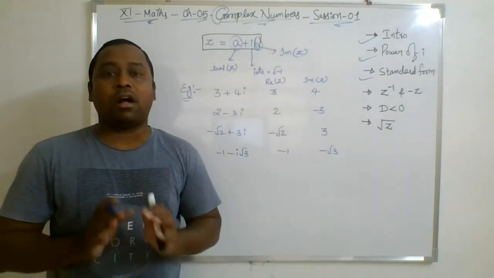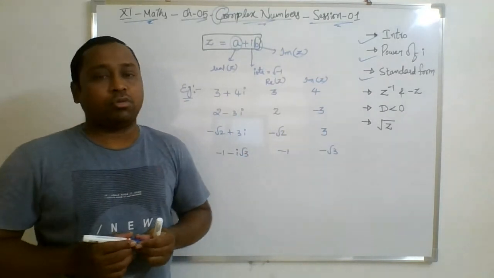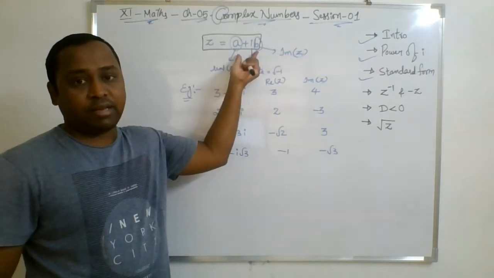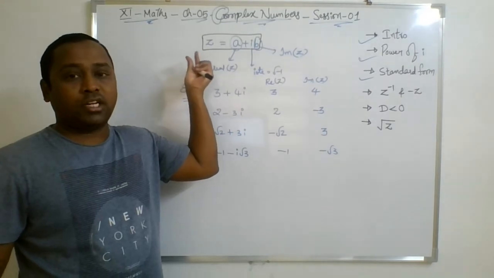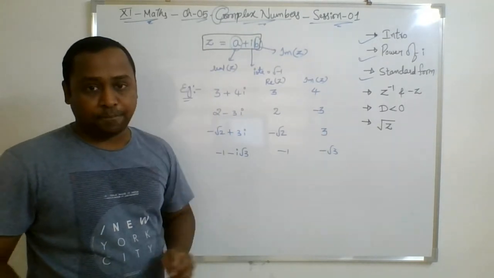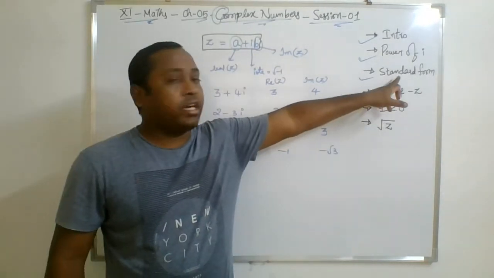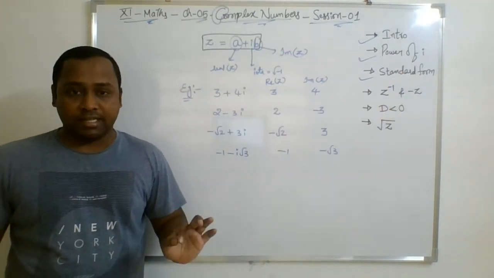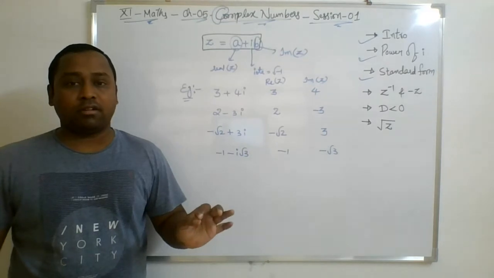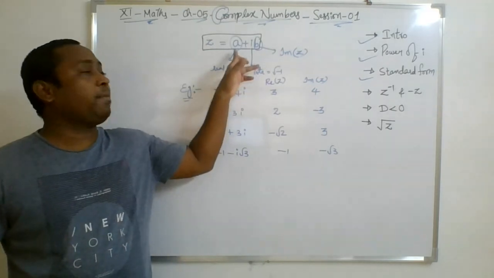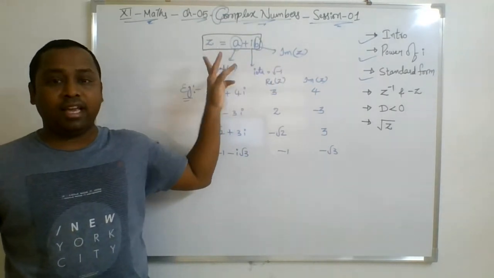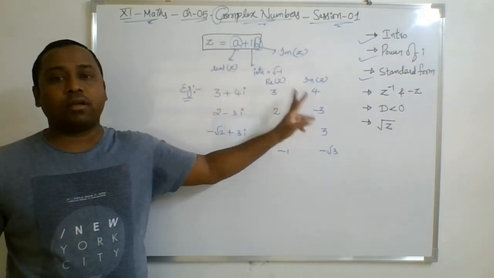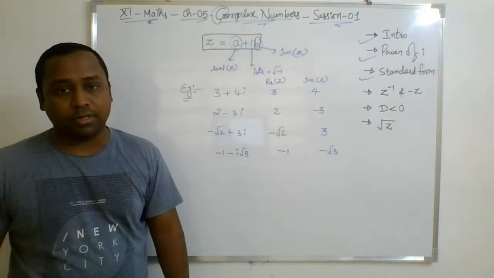The standard form of a complex number is a plus ib. Complex numbers are denoted by a small z. So standard form of a complex number means you need to express the given question in the form of a plus ib, where a stands for the real part of the complex number, b stands for the imaginary part of the complex number.